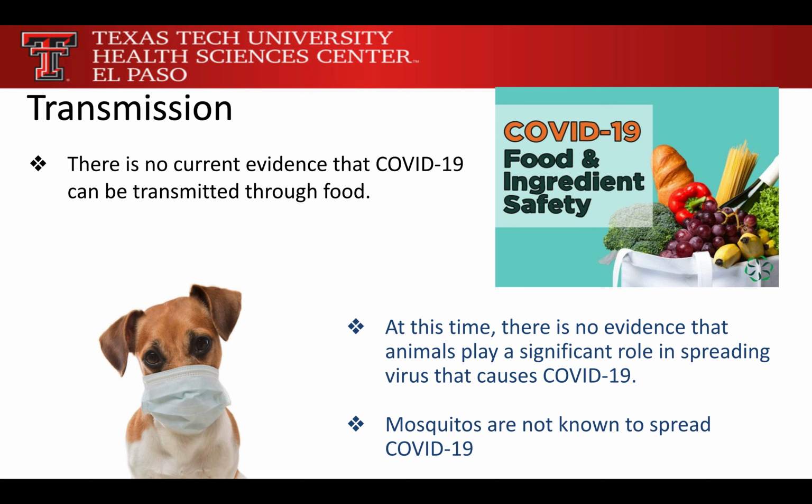There's no current evidence that COVID-19 can be transmitted through food, nor is there evidence that demonstrates that animals play a significant role in spreading the virus that causes COVID-19. And finally, mosquitoes are not known to spread COVID-19.